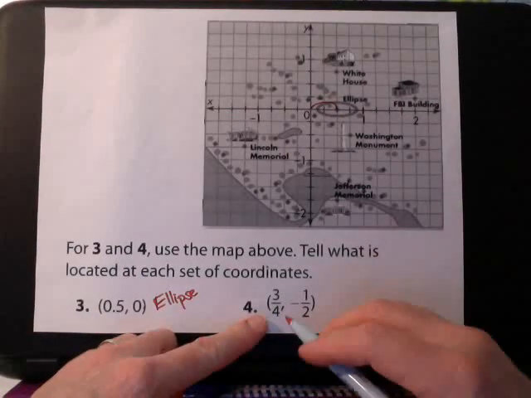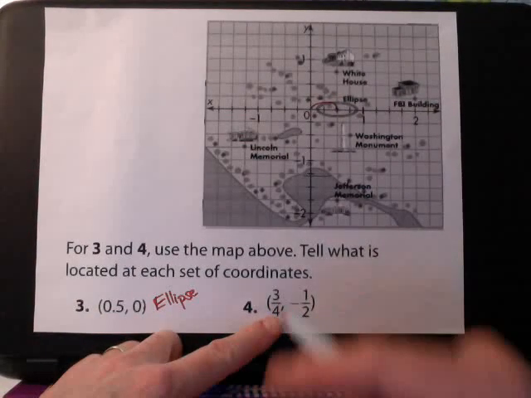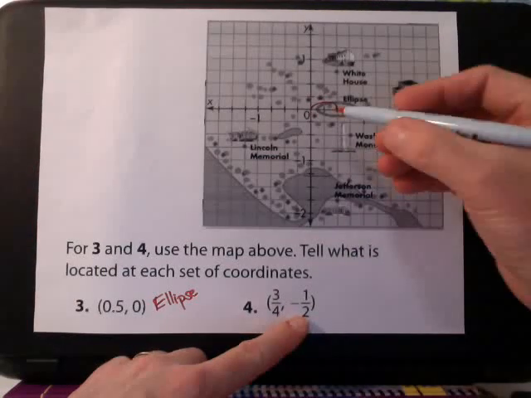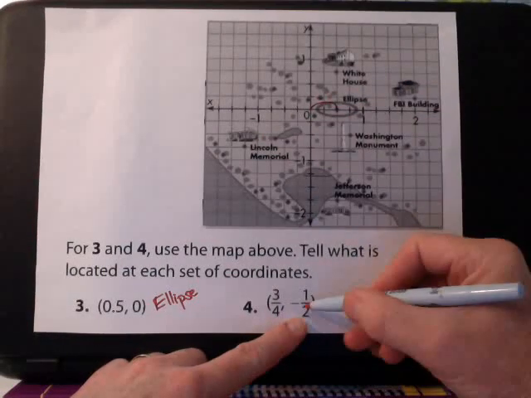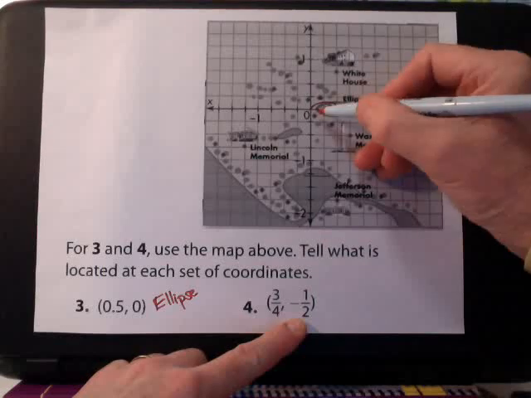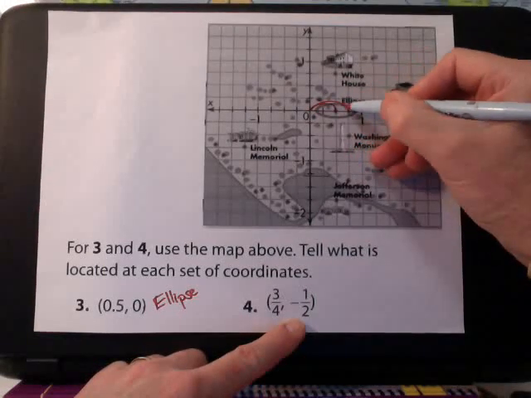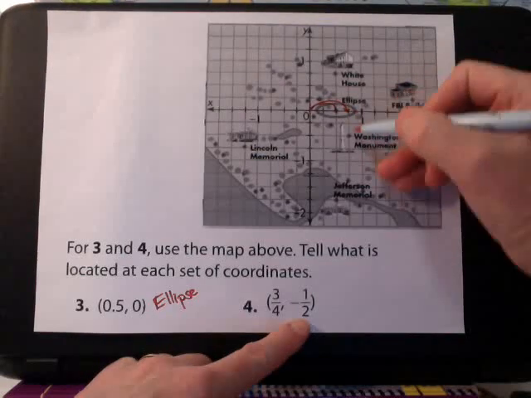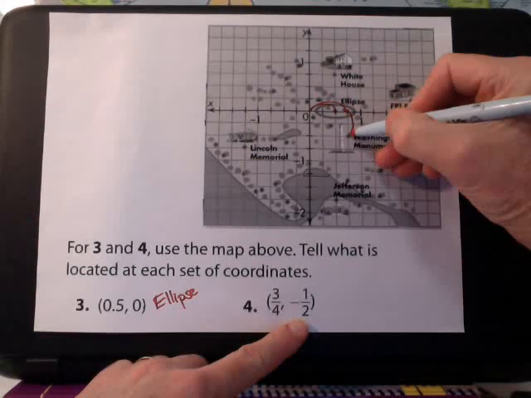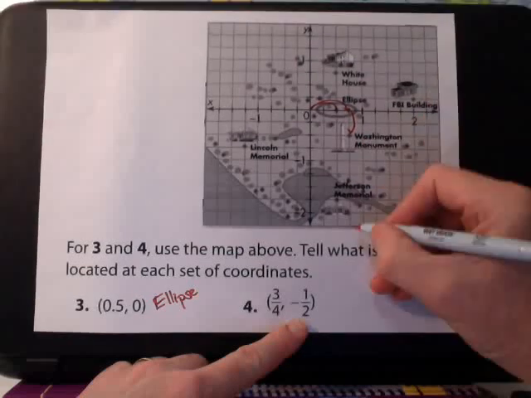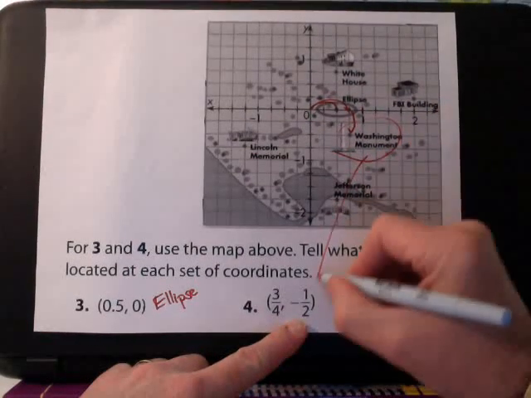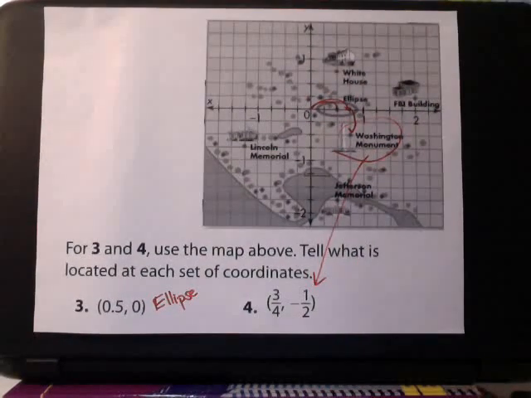Number 4, we have a positive 3/4 and a negative 1.5. Again, we're going to come over, and it tells us we're going into quadrant 4. We come over not to the full 1 unit, but 3/4, and then we come down a half, which puts us at the Washington Monument for number 4.